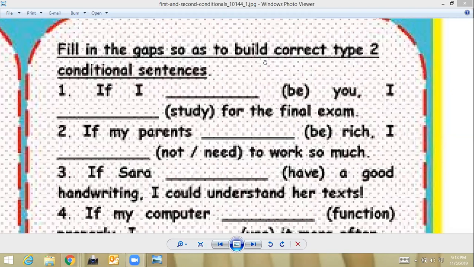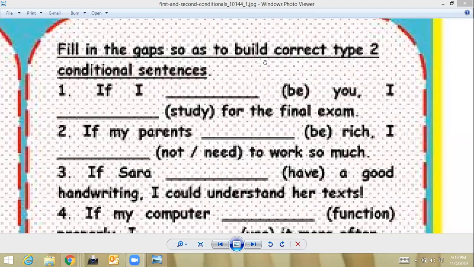Now let's do the opposite. How do you say, si yo ocupara lentes? If I used glasses. So if you notice, it doesn't matter if the sentence is positive or negative, the form of the structure is always in past.